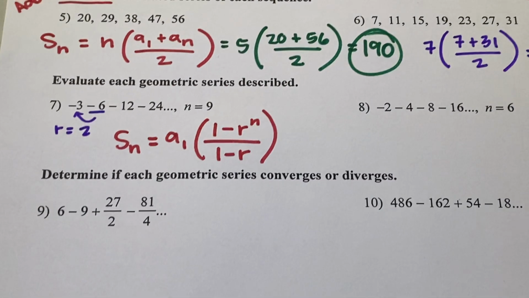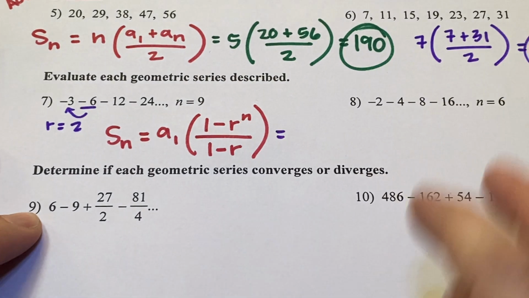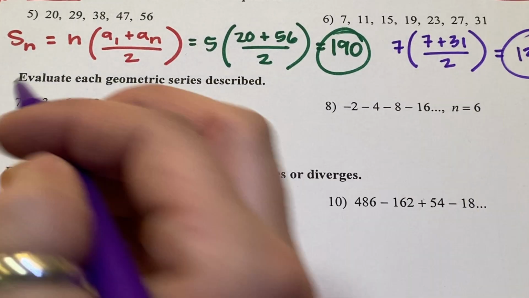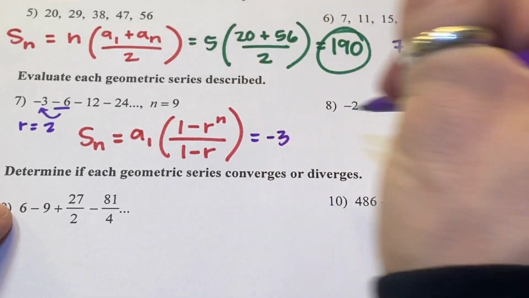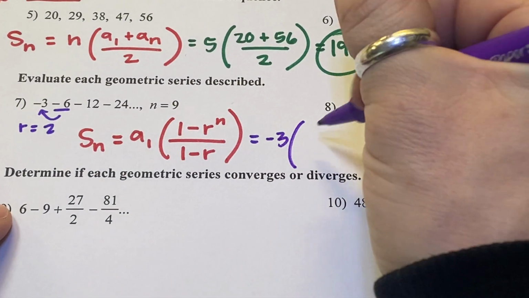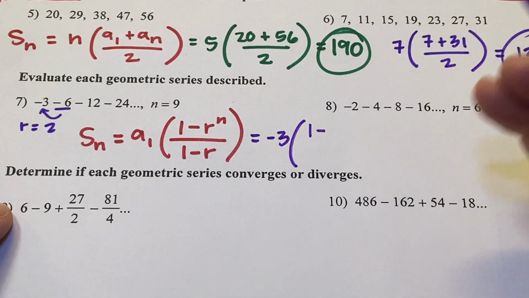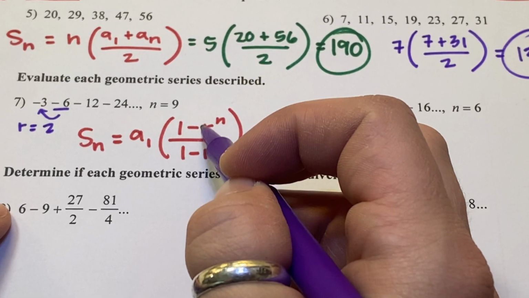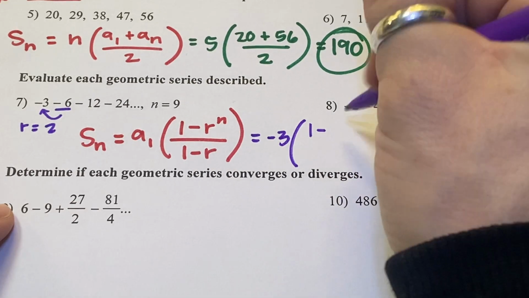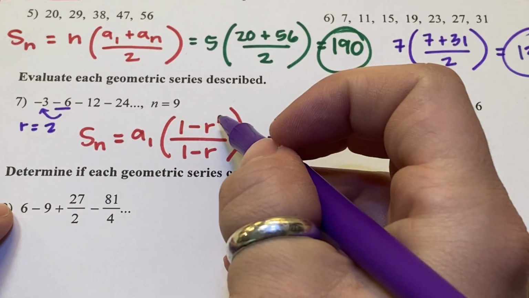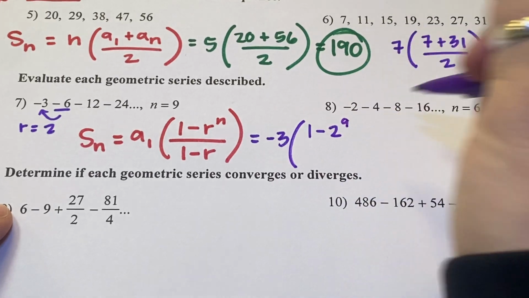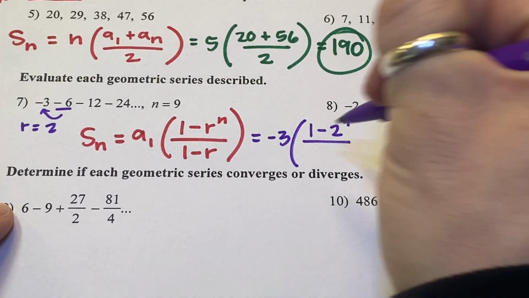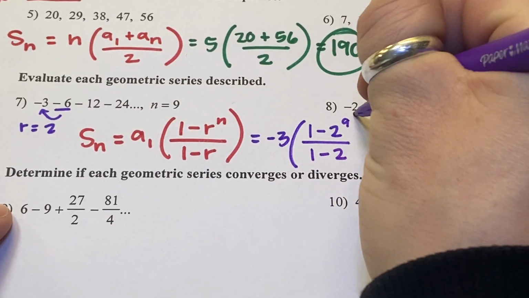What's my first term in this sequence, or this series? It's negative 3. Then in parentheses, on top I have 1 minus, what was my rate again? 2. Positive 2 to the power of how many terms I'm working with? 9. Divided by 1 minus 2, again my rate of 2.